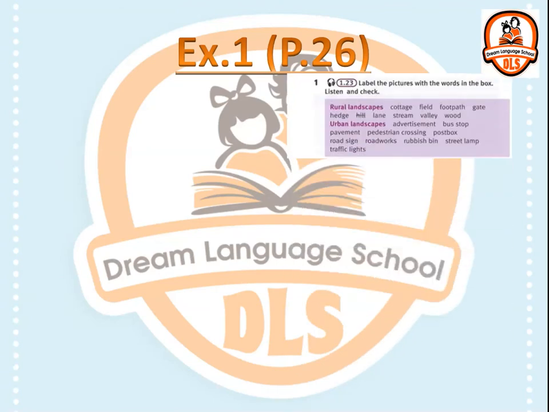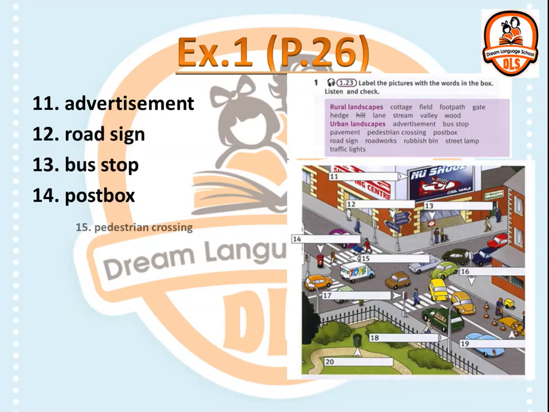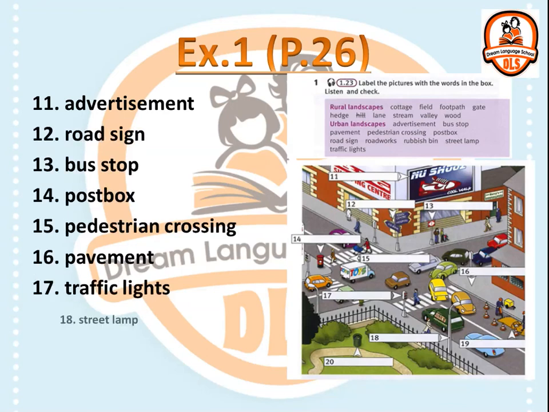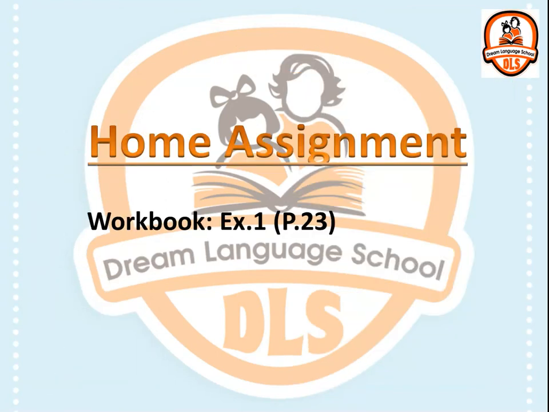The same exercise. From urban landscapes, you have to write each word in its suitable place. Check your answer. Perfect. Your home assignment: workbook, page 23, exercise number 1.